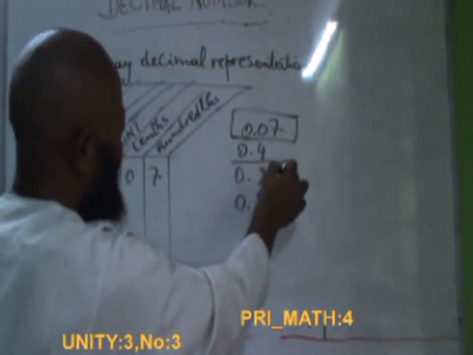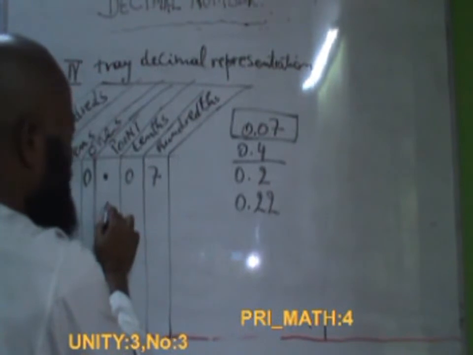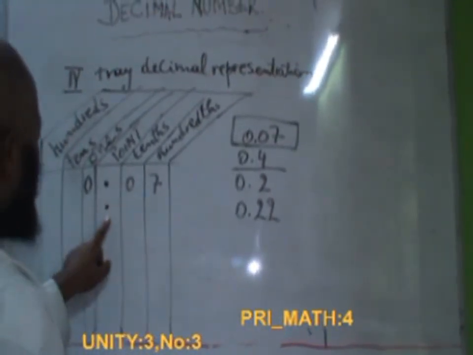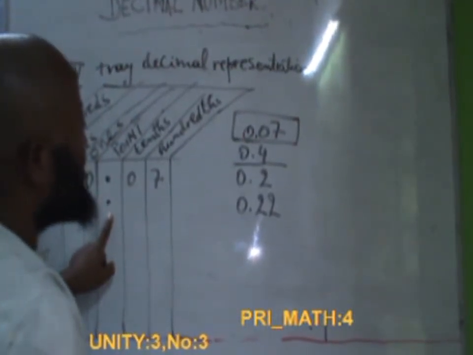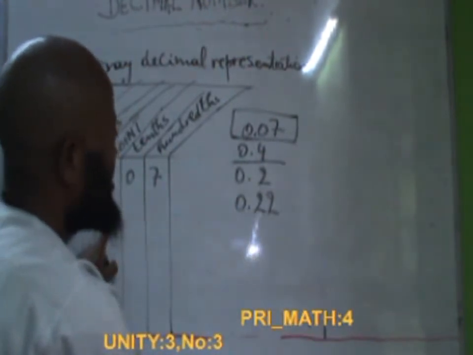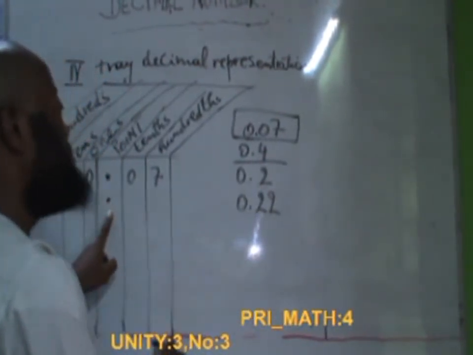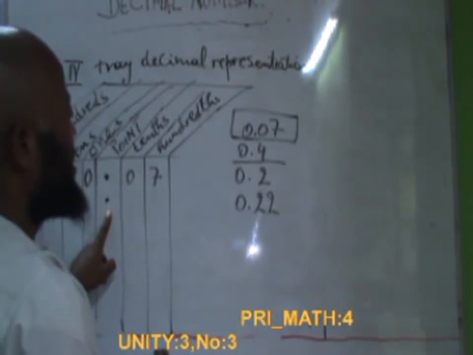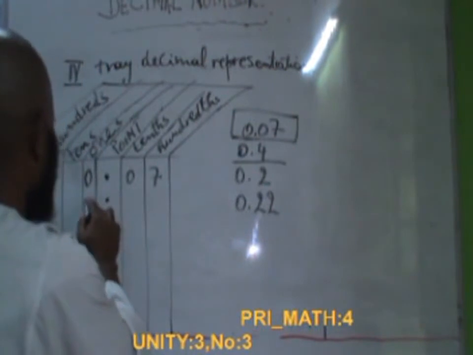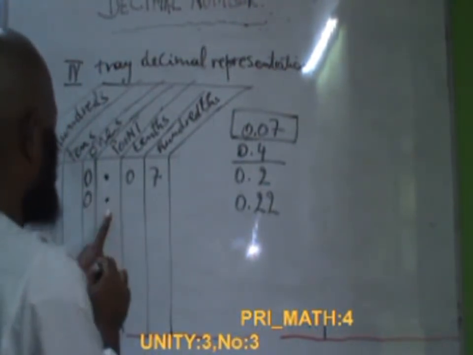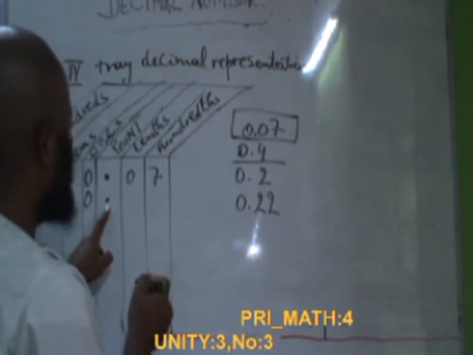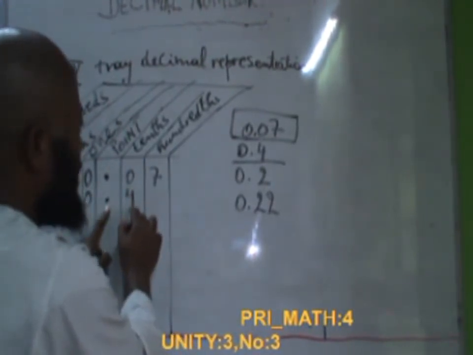Also, for the second number, you put a point, and you count how many numbers after the point and how many numbers before the point. Before the point, we have only one digit, which is 0. And after the point, we have only one digit, which is 4.